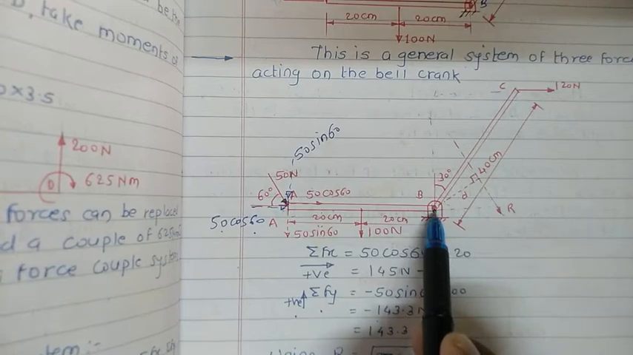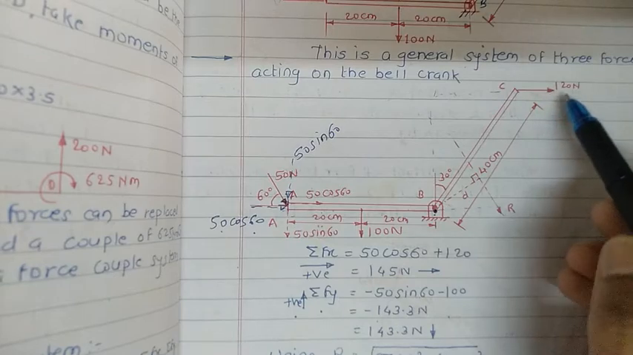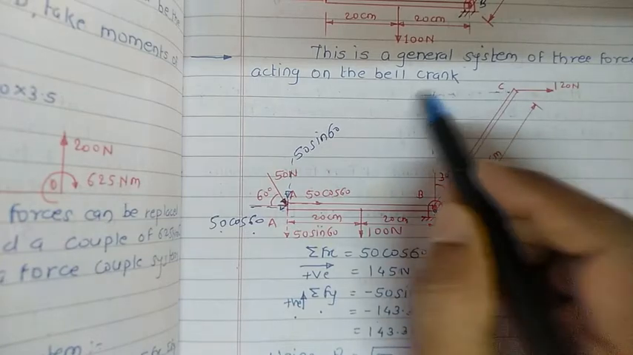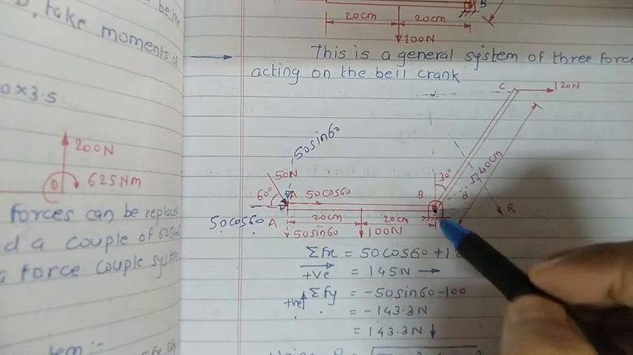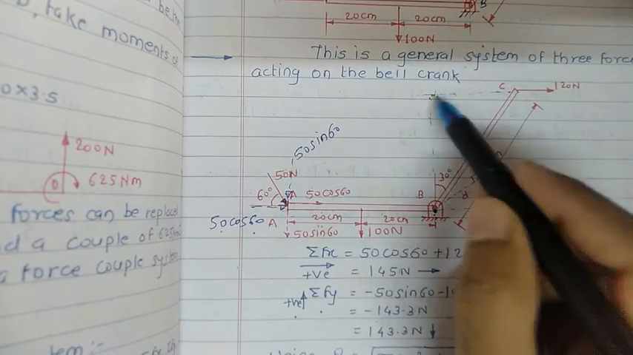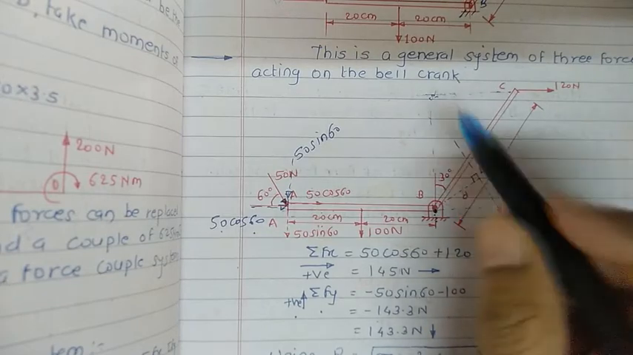Okay, so what about the next force? The next force is here, 120 Newton. So as per our previous discussion, you need to consider the perpendicular distance between the line of action of this force and the point about which the moment is to be taken. So here is the perpendicular distance. So what about this perpendicular distance? A 30 degree angle is given here.